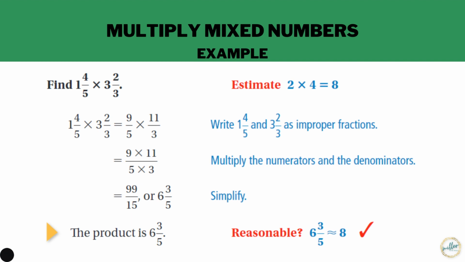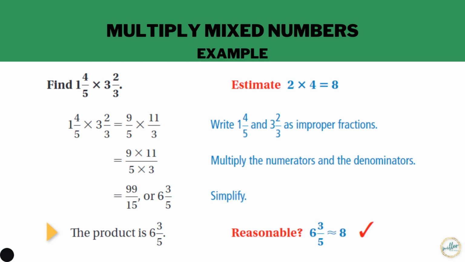Sometimes you may see problems where both fractions are mixed numbers. In this situation, you still have to change the mixed numbers to improper fractions. Find 1 4/5 times 3 2/3. You can still estimate. In this example, they said 2 times 4, so the estimate is 8. You have to change 1 4/5 to 9/5 and 3 2/3 to 11/3.